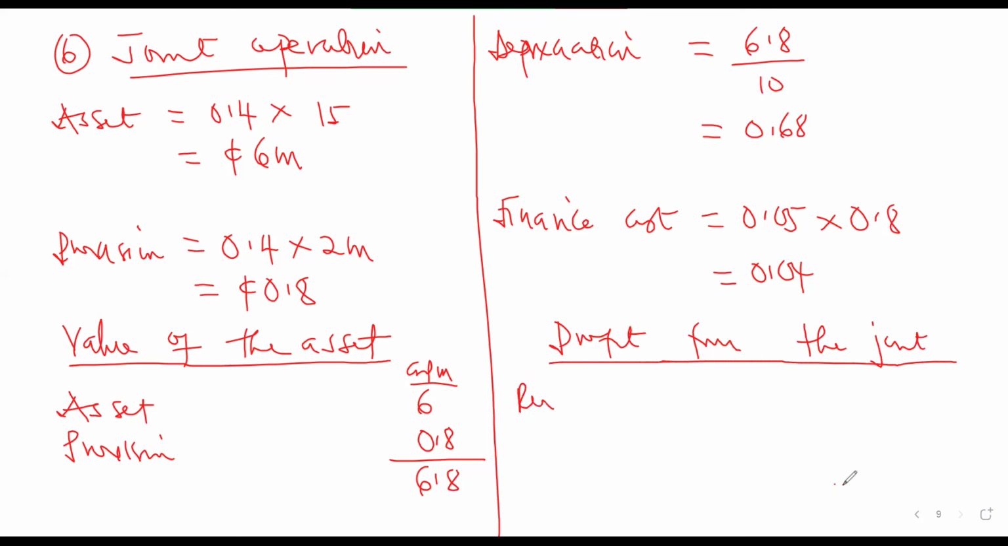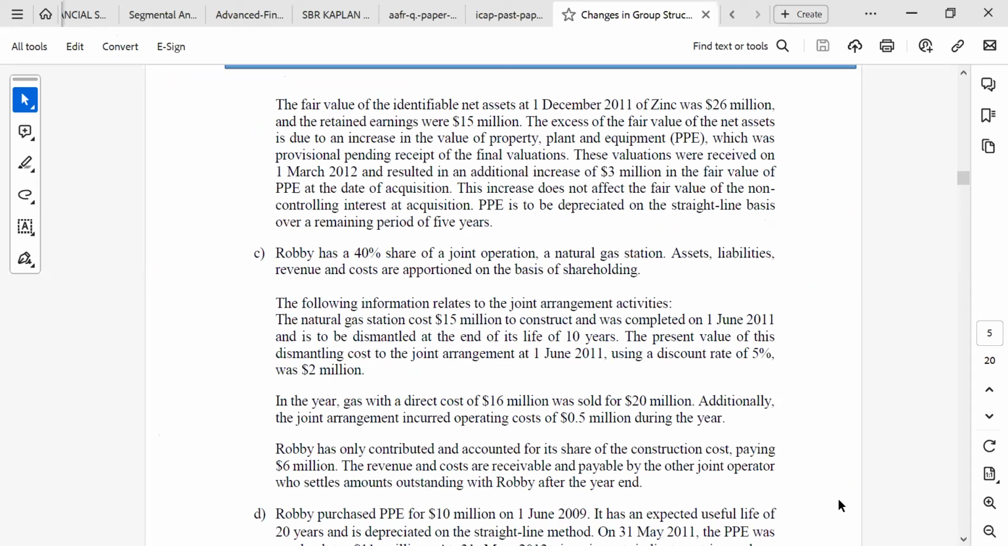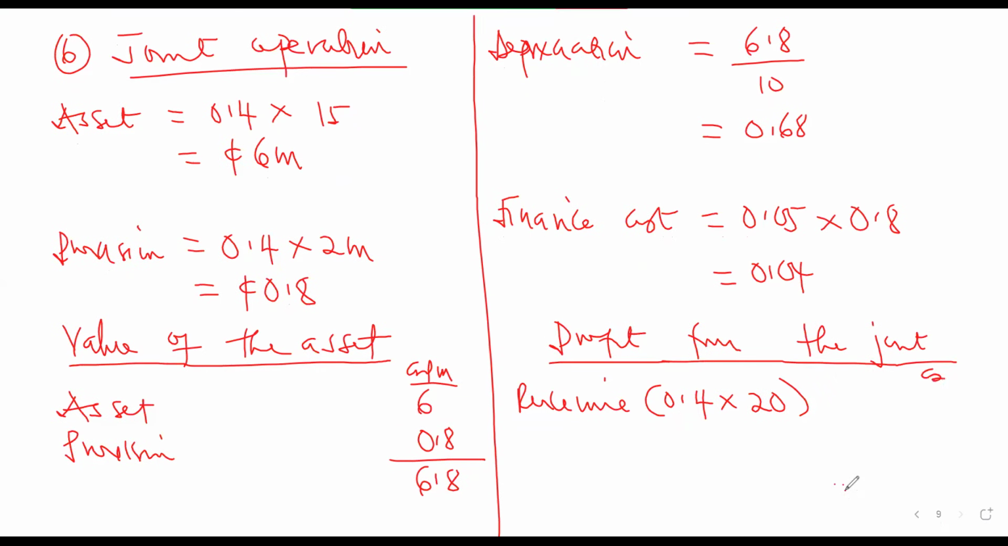So we have the revenue, which these people are going to find their share of. So 0.4 multiplied by the total revenue for the year. What is the revenue? In the year, gas with direct cost of 16 million was sold for what? 20 million. So the revenue is 20 million. So our share of the 20 million, how much are we taking? 8 million. Okay. So 8 million.